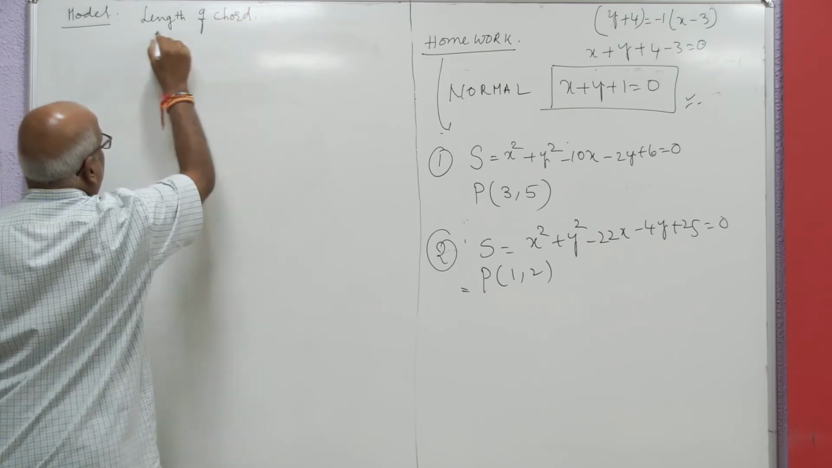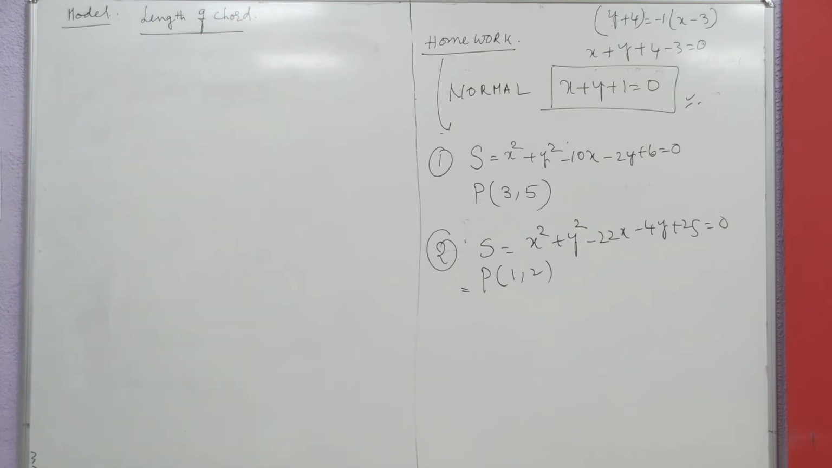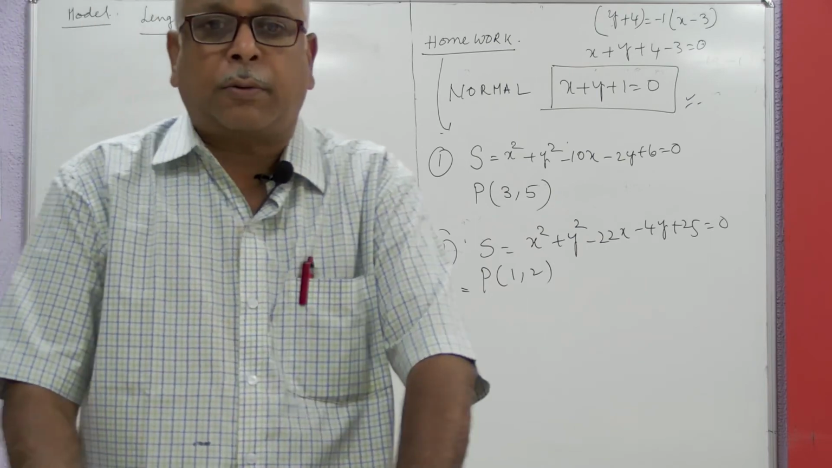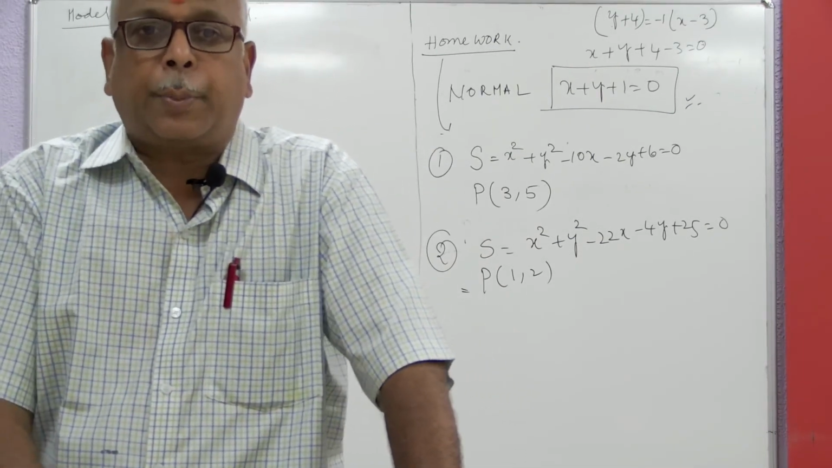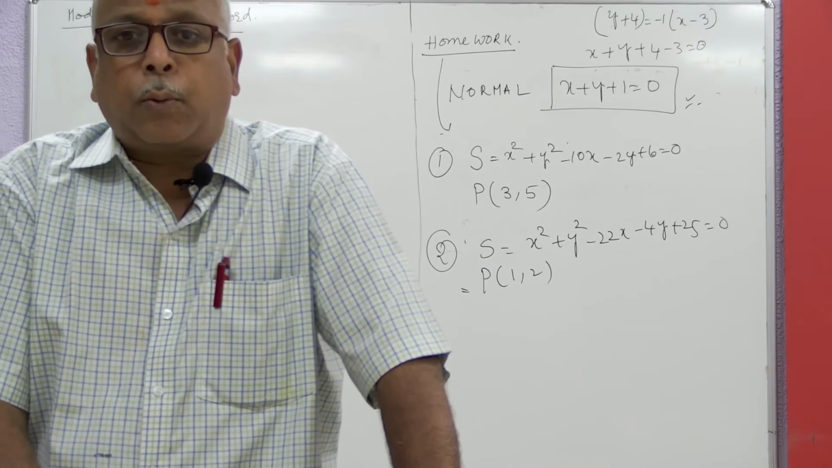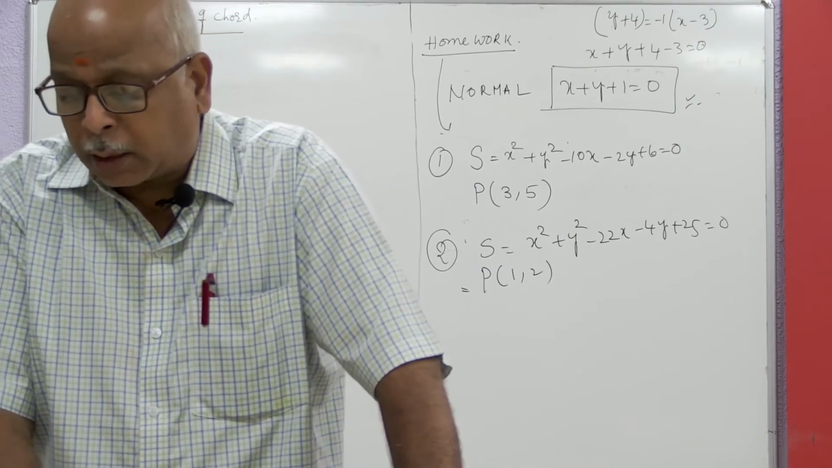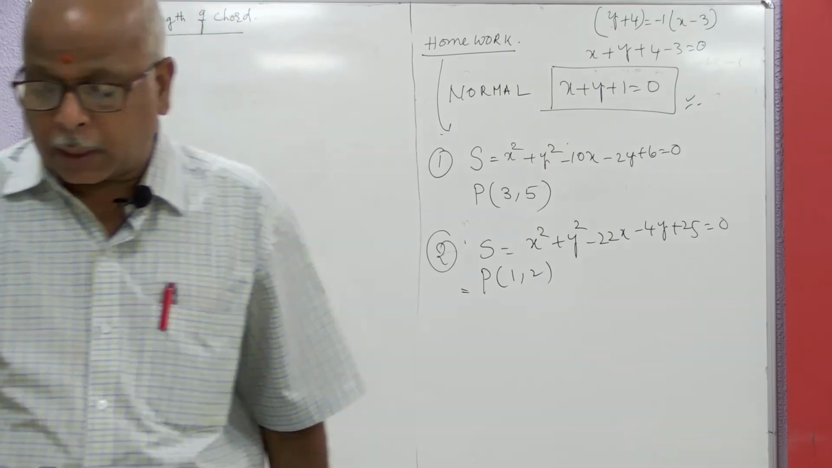Length of chord. Next model is the length of a chord of the circle. Here in this, the circle equation will be given to you. Sometimes the chord equation also will be given to you. Then we have to find out the length of that particular chord. Then how to find it out?